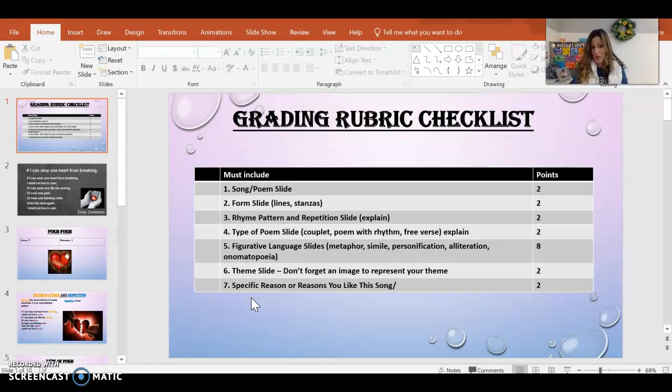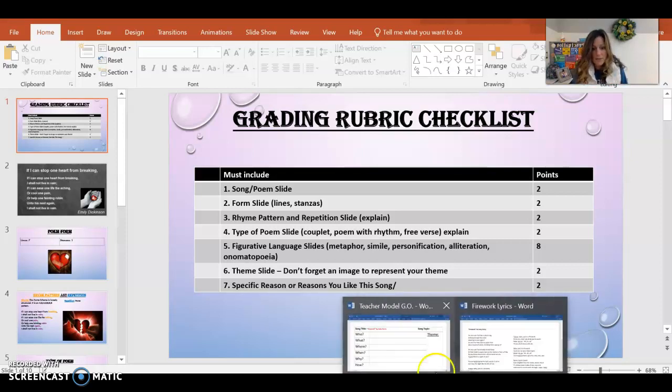I will be sharing with you the presentations that I have created as examples for you tomorrow, but today I want to focus on that very first step, which would be choosing your lyrics or your poem, and then going ahead and filling out the graphic organizer to help you to analyze that poem. Okay, so let's take a look here.